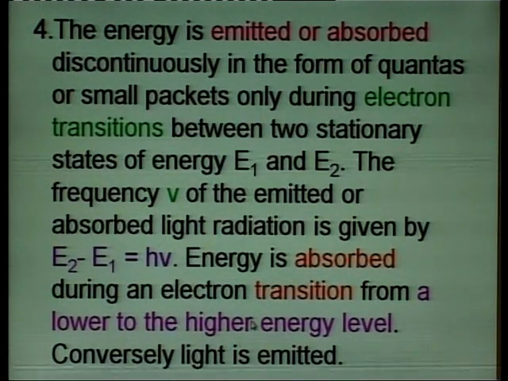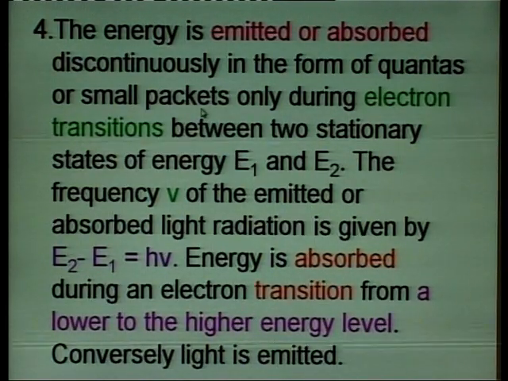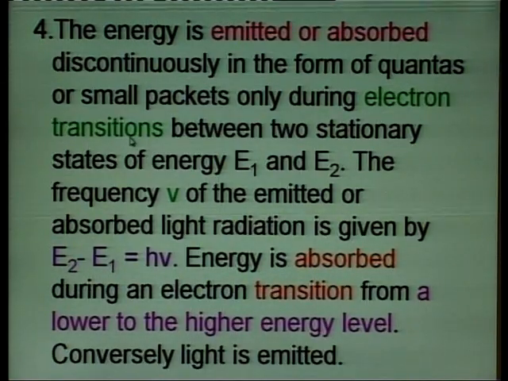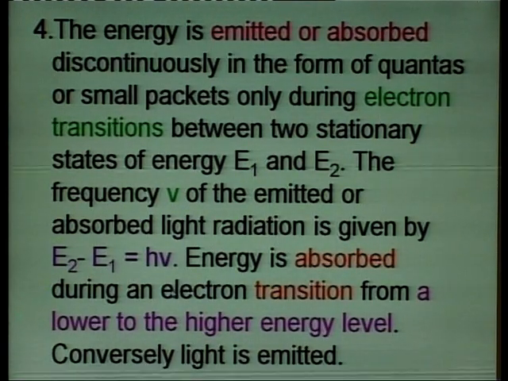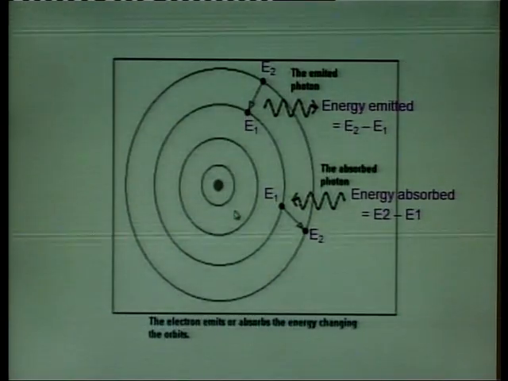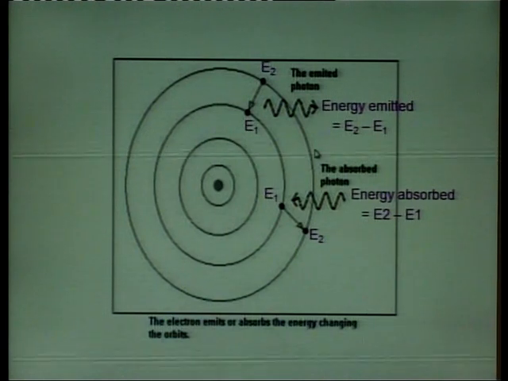The fourth postulate is that the energy is emitted or absorbed discontinuously in the form of quanta or small packets only during electron transition between two stationary states of energy E1 and E2. The frequency of the emitted or absorbed energy is given by E2 minus E1. Let us see the diagram. This is the nucleus, this is the first orbit, second, third and fourth.